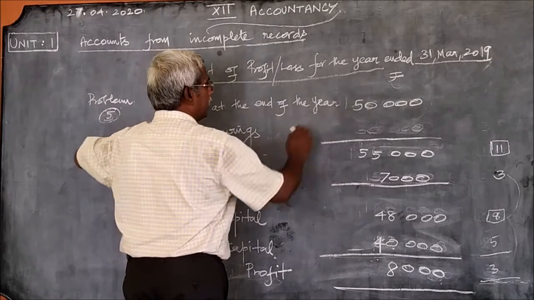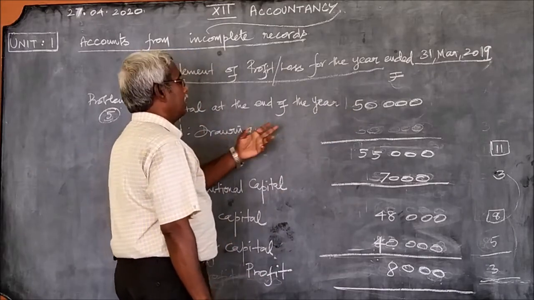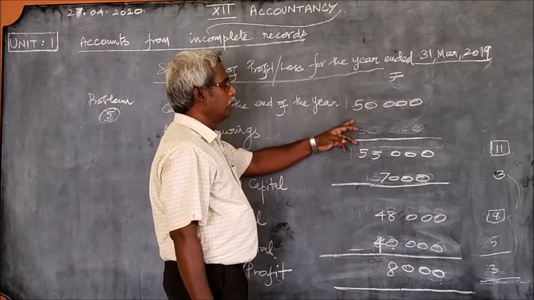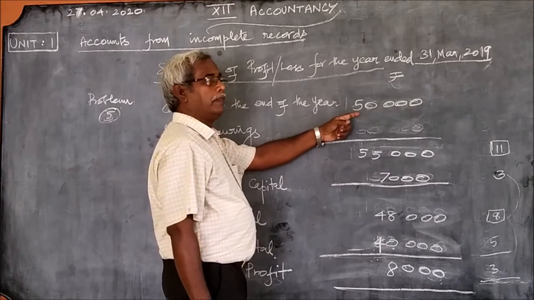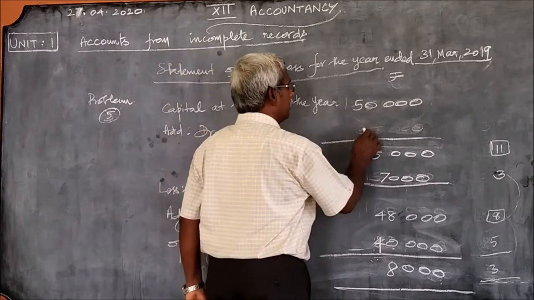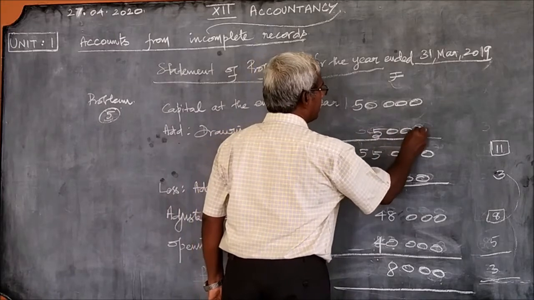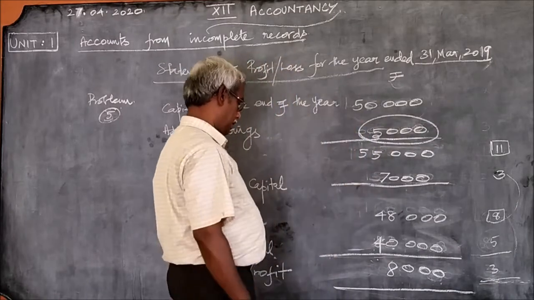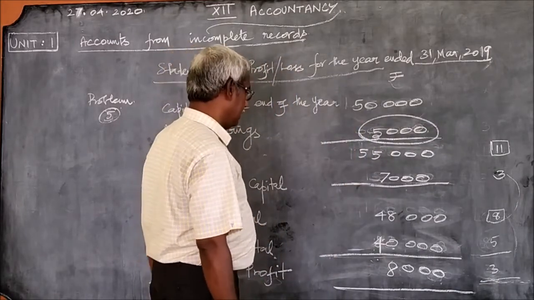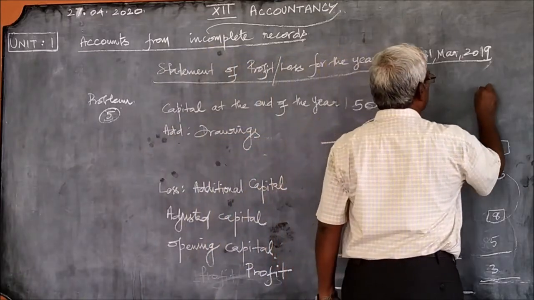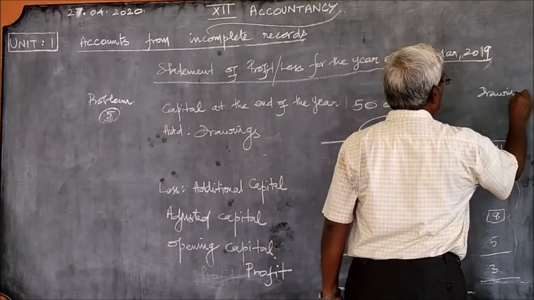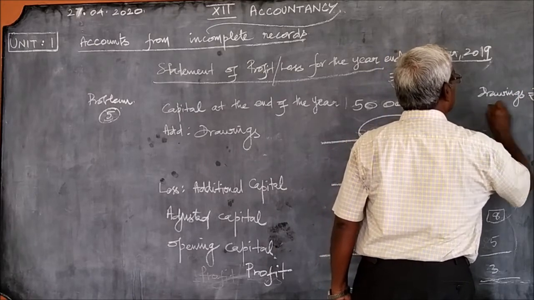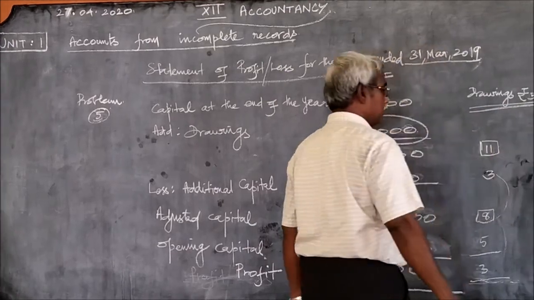Once again, capital at the end is 50,000. This is easy for you. Add drawings, you should add some number to get 55. What must be added to 50 to get 55? Very easy for you: add 5,000 and you get 55. So what must the drawings be? 55,000, and you can write drawings separately here, 5,000. You can write it separately at the end of the problem.